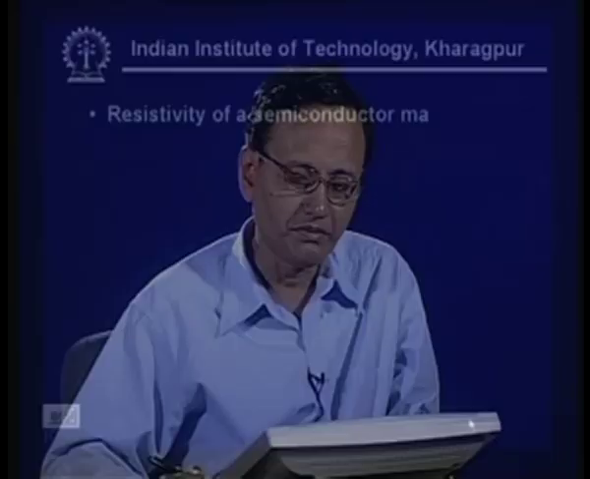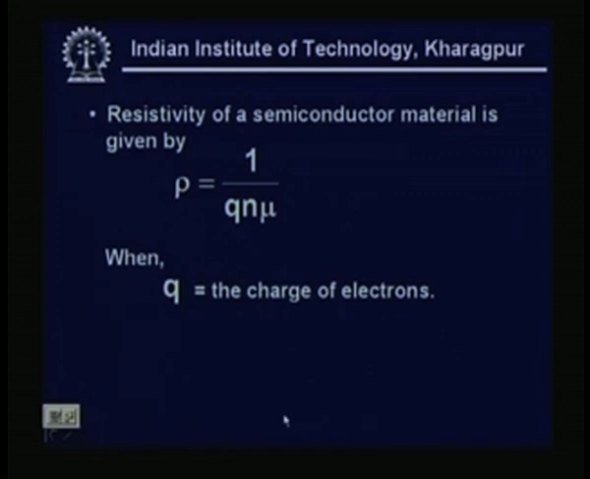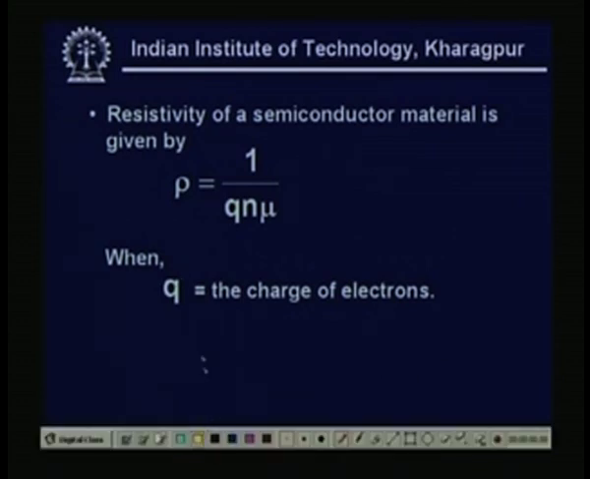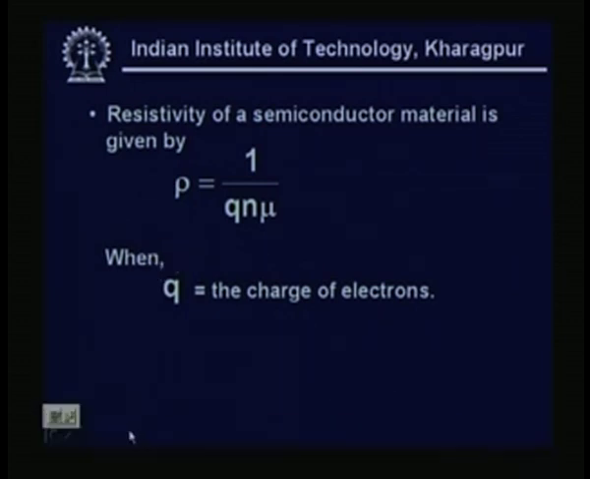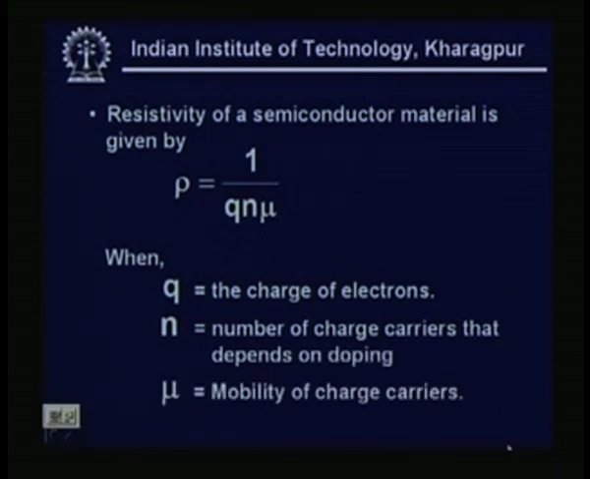Now, the resistivity of a semiconductor material is given by rho equal to 1 upon q n mu, where q is the charge of electrons, n is the number of charge carriers that depends on the doping, and mu is the mobility of the charge carriers, right.